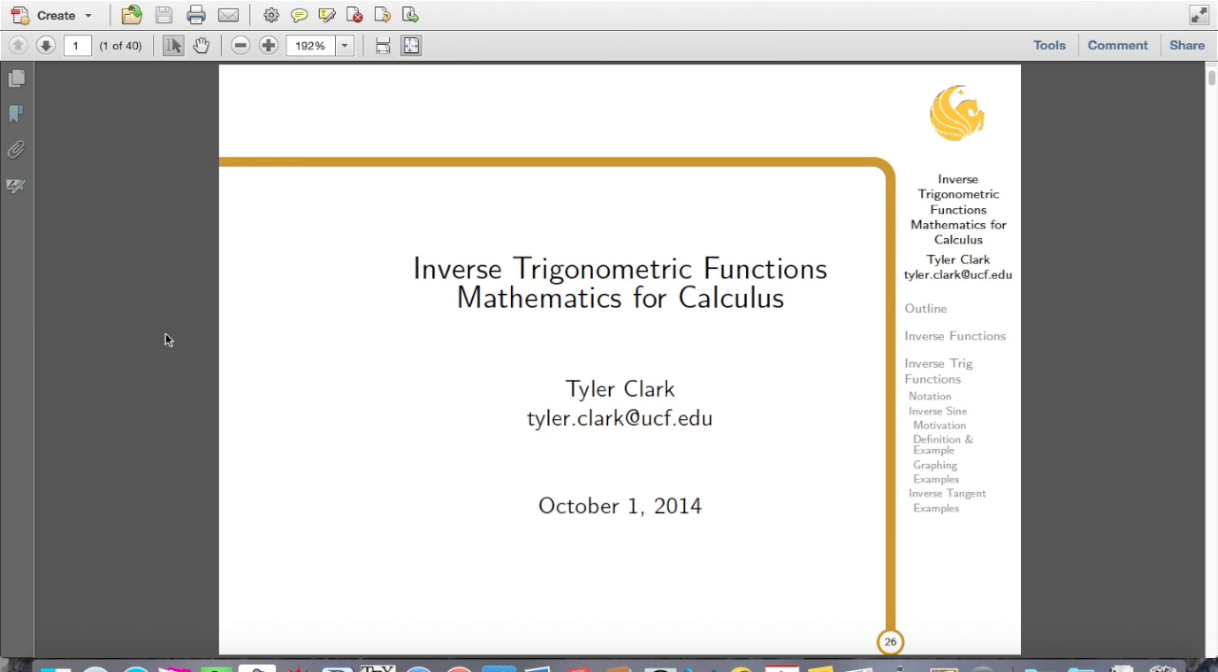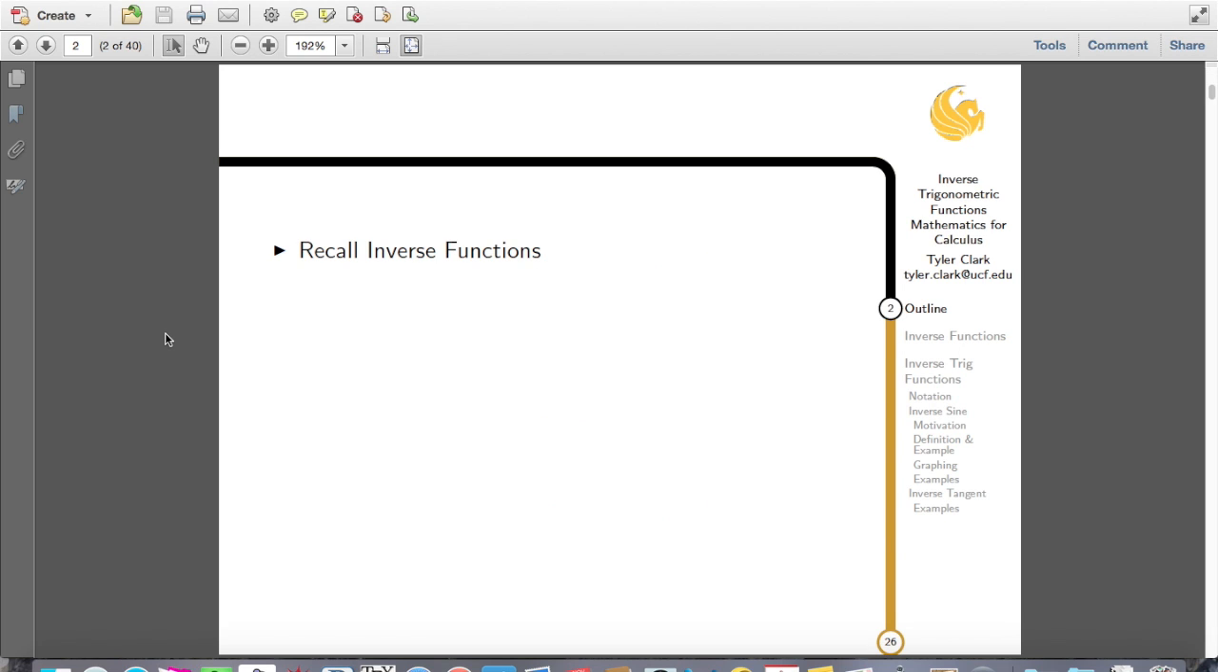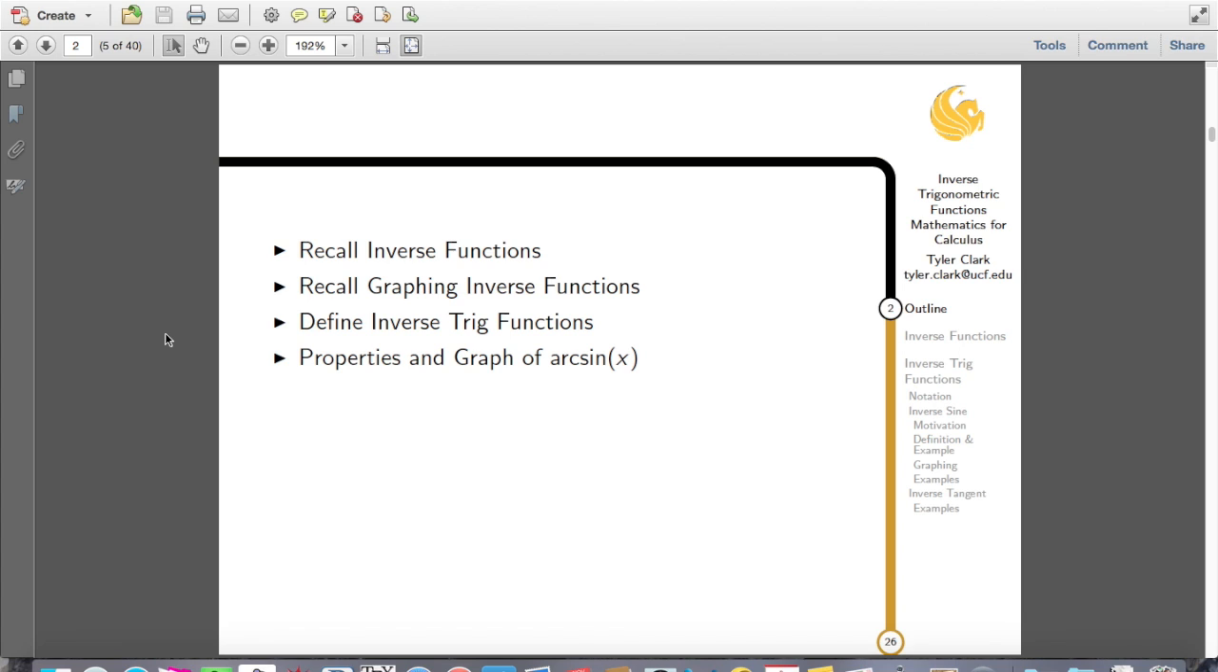Today we want to talk about inverse trig functions. Here's an outline of what we'll be discussing. We need to recall what inverse functions are in general, and then we need to recall how to graph these inverse functions. After we've done that, then we can talk about what an actual inverse trig function is, and we can look at properties in the graph of the arcsine function, and then lastly we'll look at the properties and graph of the arctangent function.